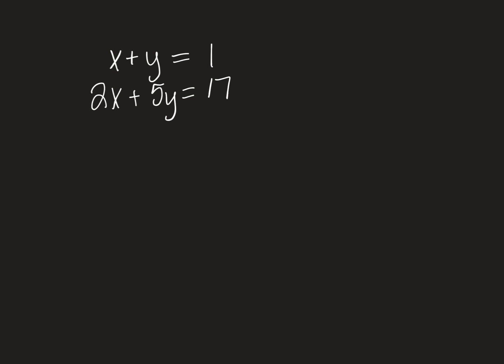Wait, why would they cancel out? Because if I add x and 2x, I get 3x. If I add y and 5y, I get 6y. So why is that a bad thing? Because when you add them together, one of the variables has to cancel out for this method. So we have to change one of these equations.